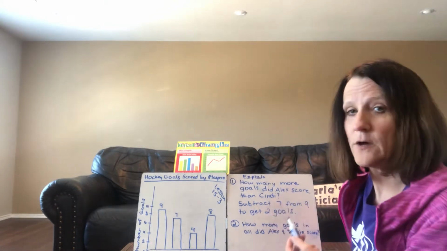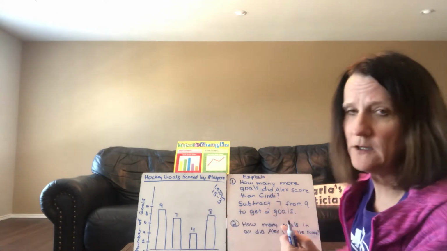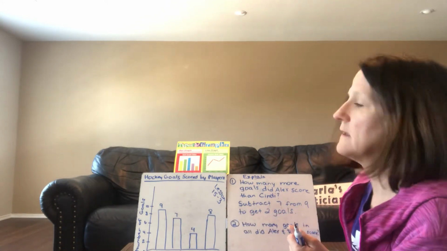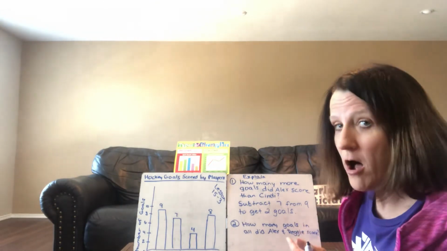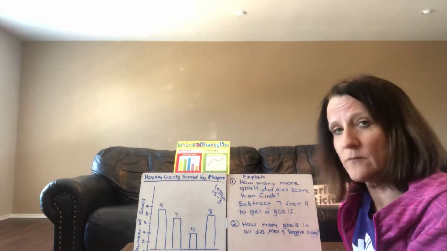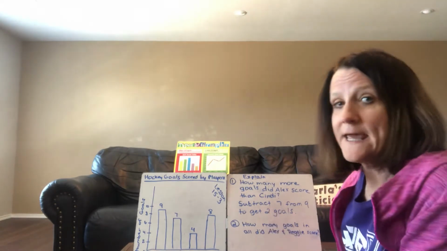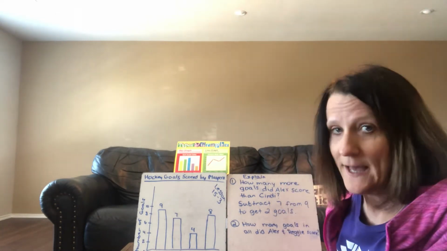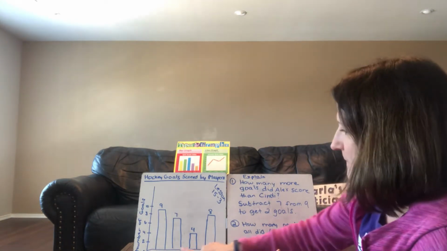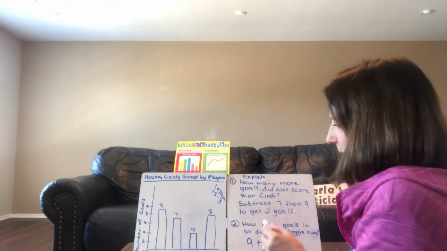Okay, and so again, by labeling your graph, it makes it very easy. Number 2, how many goals in all did Alex and Reggie score? So when we hear in all, what are we gonna think? You're right, addition. So we look over here, Alex had 9, and then Reggie has 8.